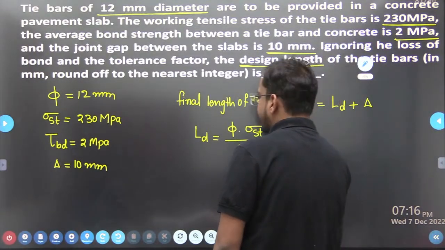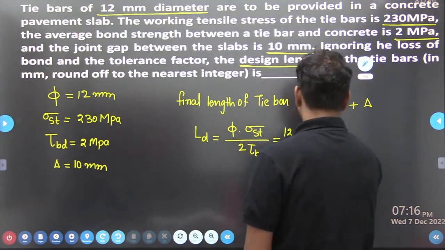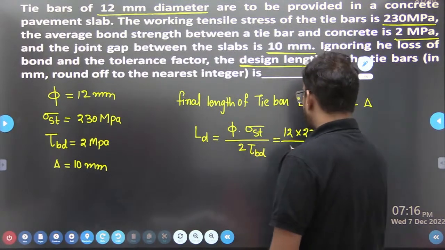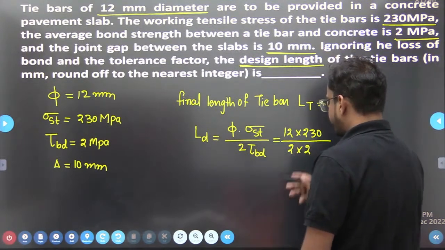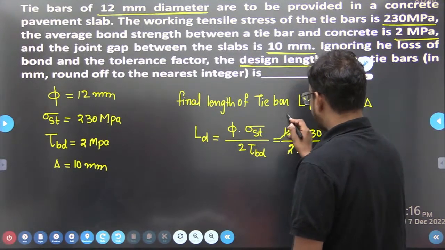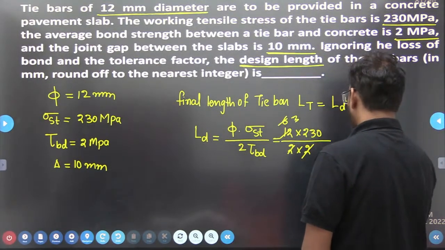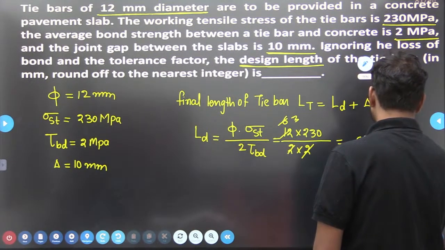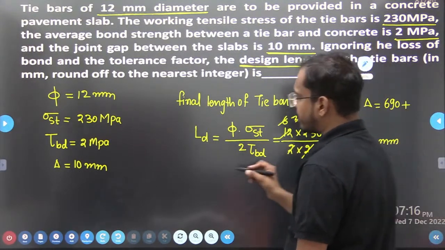So my dear friend, phi is already given in the question. Phi is 12 mm, multiplied by sigma st. Sigma st is equal to 230 megapascal, divided by 2 multiplied by tau bd, which is already given, and tau bd is also 2. So if you solve this, 6 times this will cancel out, and 2 3 times this will cancel out. So it becomes 3 3s are 9, 3 2s are 6, that means 690 mm is the development length. So 690 mm is the development length plus what is the value of delta?